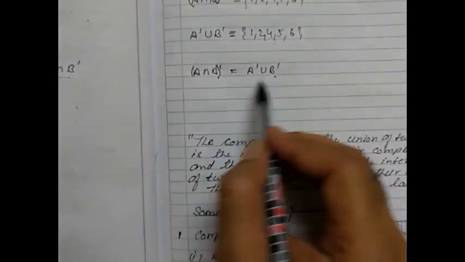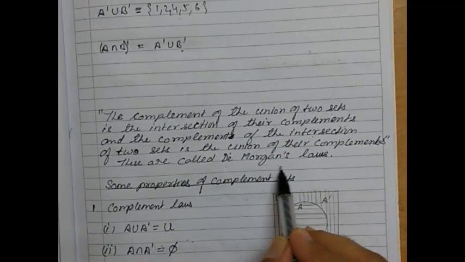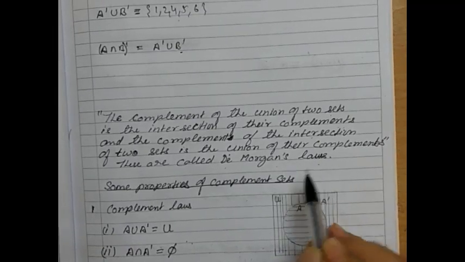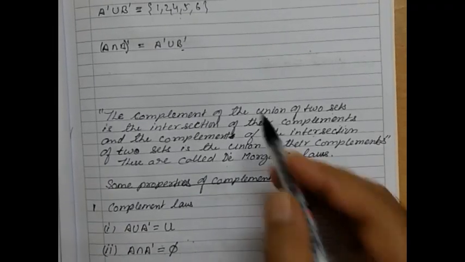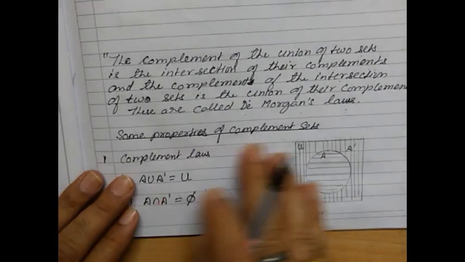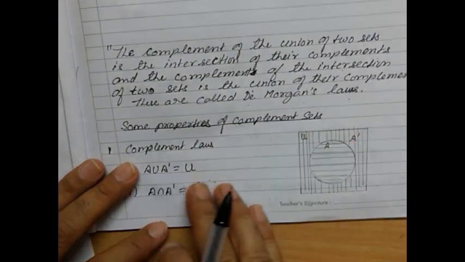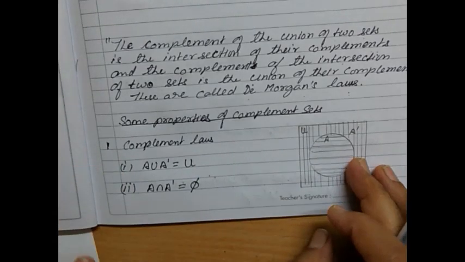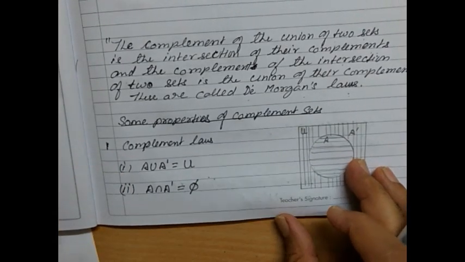And these two rules, these two laws, are given as De Morgan's law. Now let's move to some properties of the complement of sets, and I will show you how they are represented in the Venn diagram also.